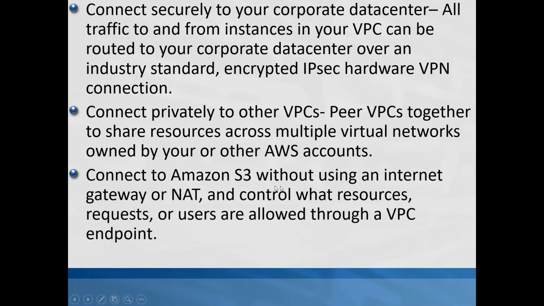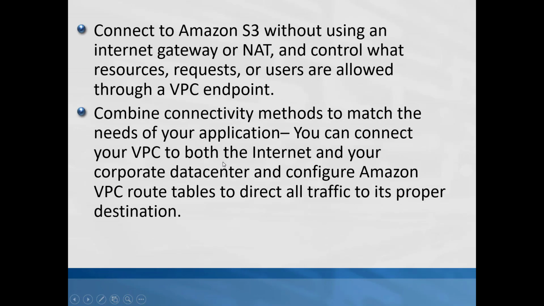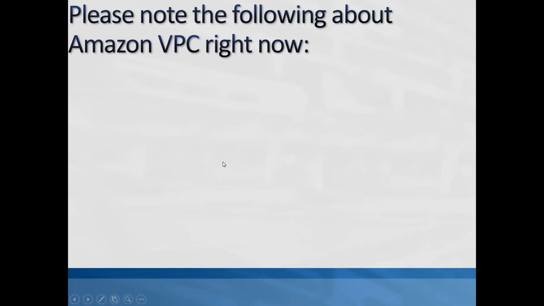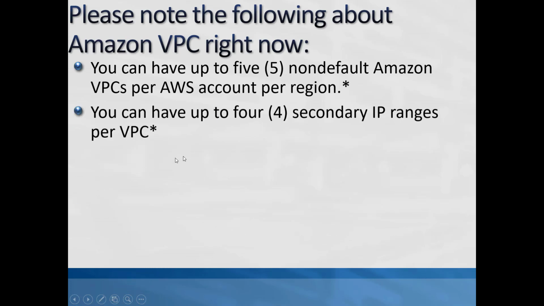So connect to Amazon S3 without using an internet gateway or NAT, and control what resources, requests or users are allowed through a VPC endpoint. So some maximums and minimums I'm just going to go through. You can have up to 5 non-default Amazon VPCs per AWS account per region. So we're going to be creating our first non-default Amazon VPC, or virtual private cloud, now, and you can have up to 4 secondary IP ranges per VPC.